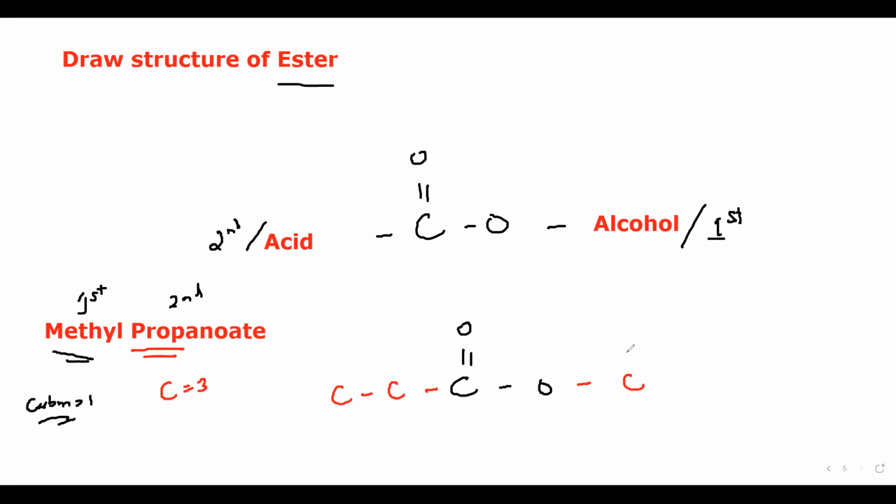Carbon can form a maximum of 4 bonds. So this will have 3 hydrogen, this will have 2 hydrogen, and this will have 3 hydrogen. So this is the structure of methyl propanoate. So the first name of an ester is always attached with oxygen and the second name is attached with the carbon chain.